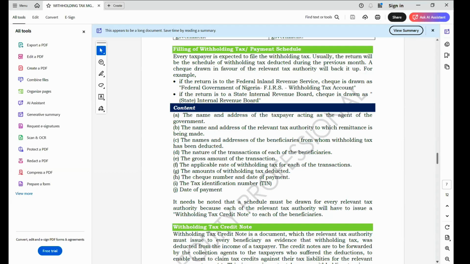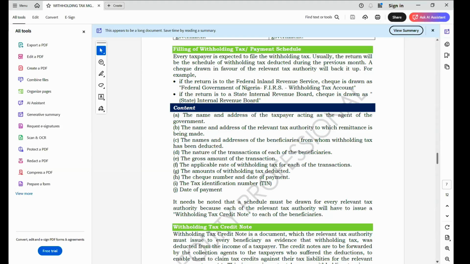So those are the contents of this withholding tax schedule. We need to note that a schedule must be drawn for every relevant tax authority, because each tax authority will have to issue a withholding tax credit note to each beneficiary.